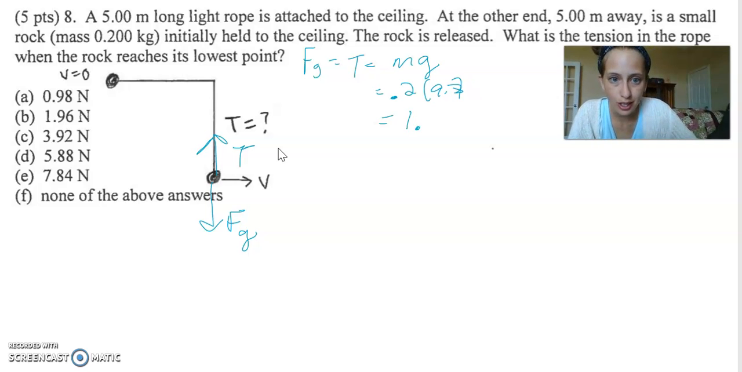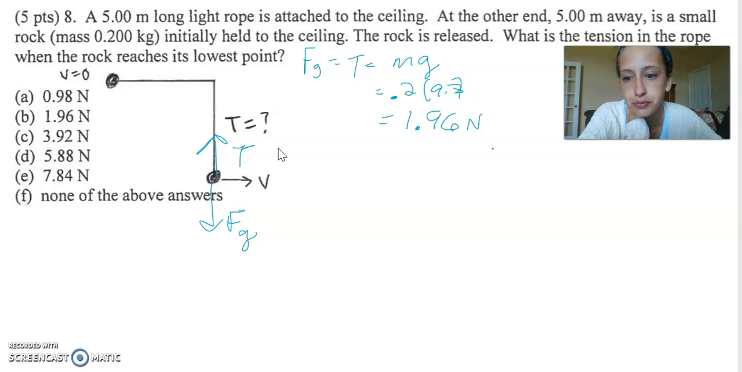I was like, sweet, it's B. And then I checked the answer key and it was like, it's not B. And I was like, wow. This is the centripetal motion test, so let's do some centripetal motion stuff.